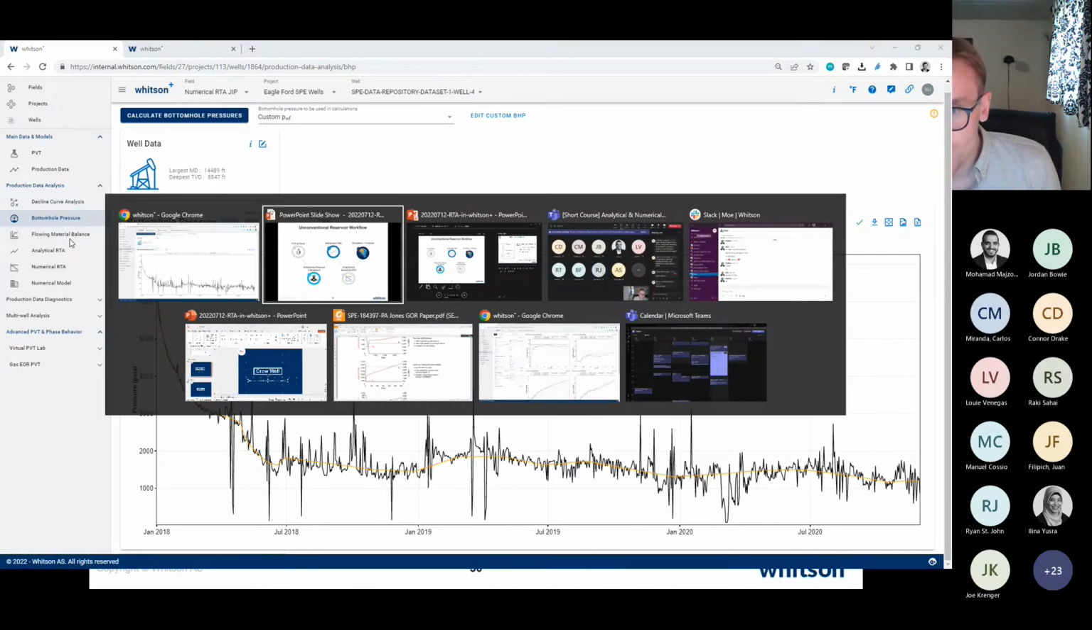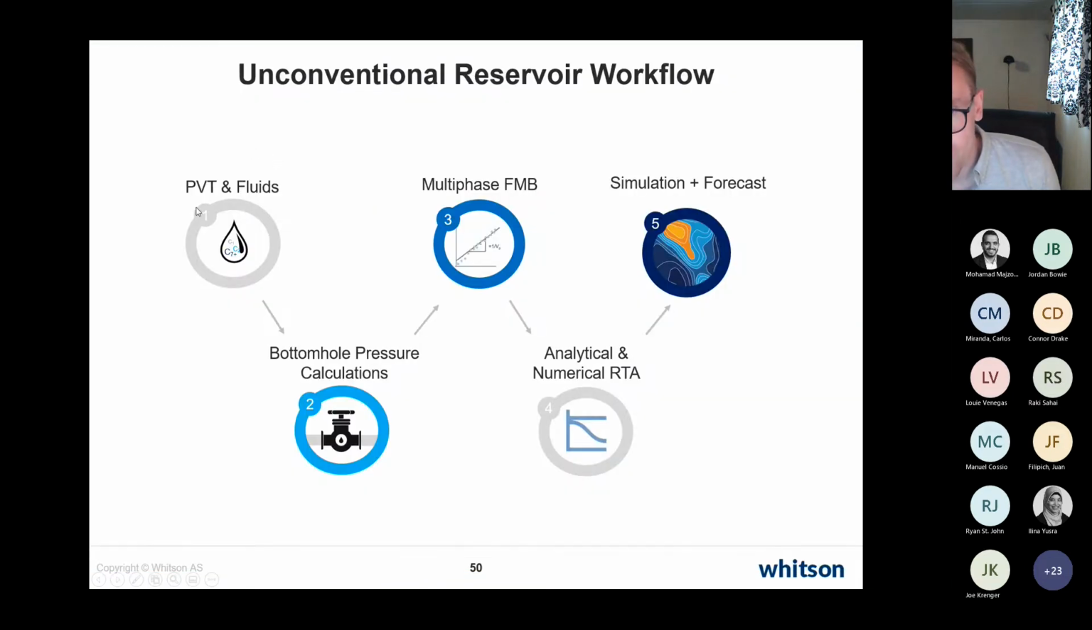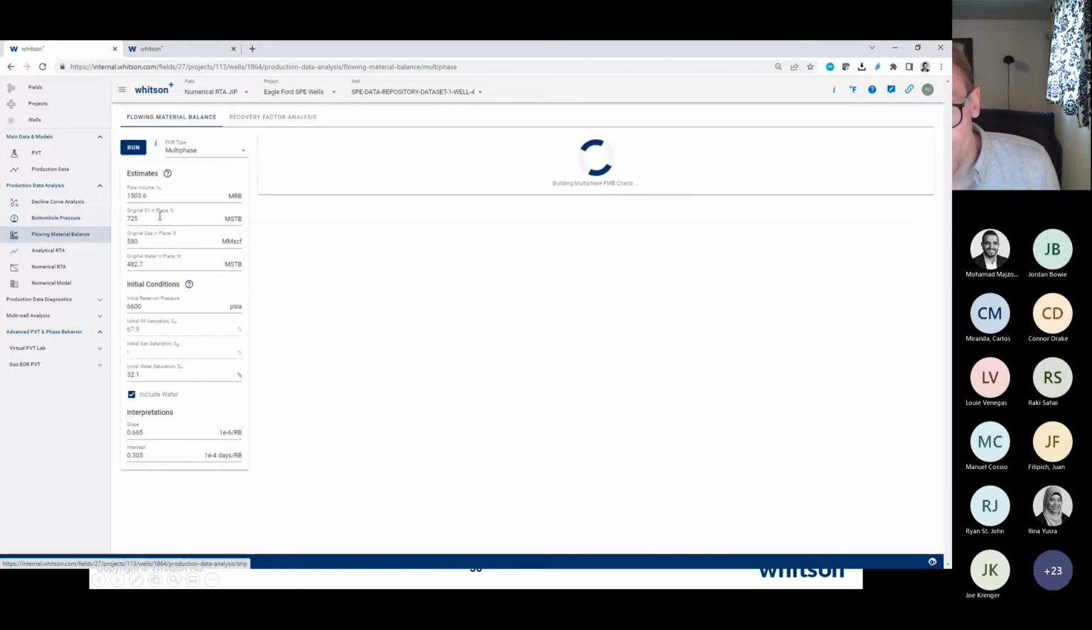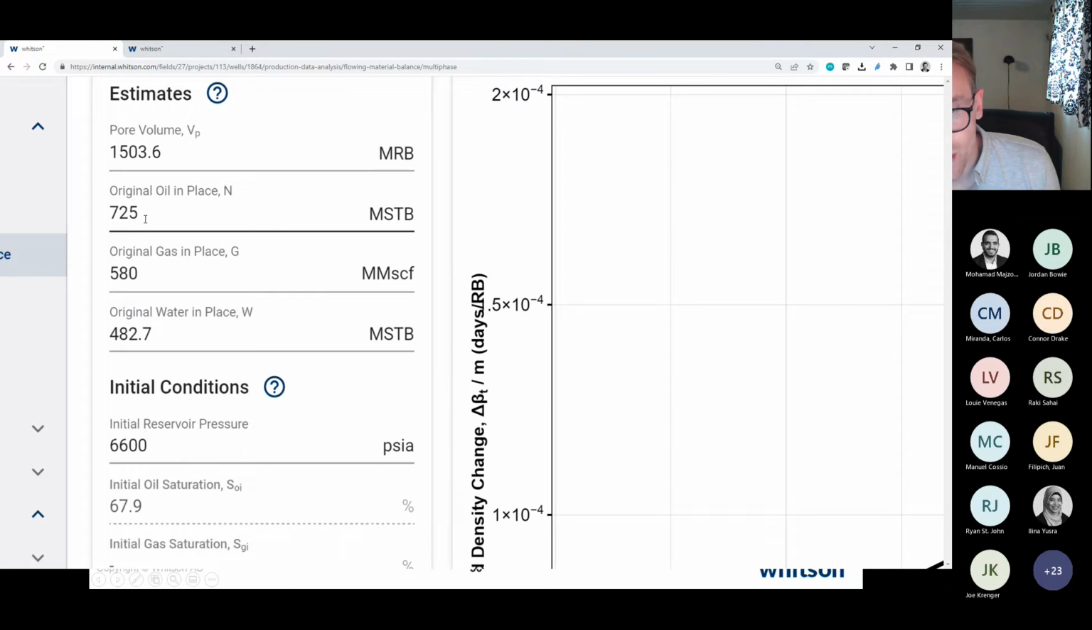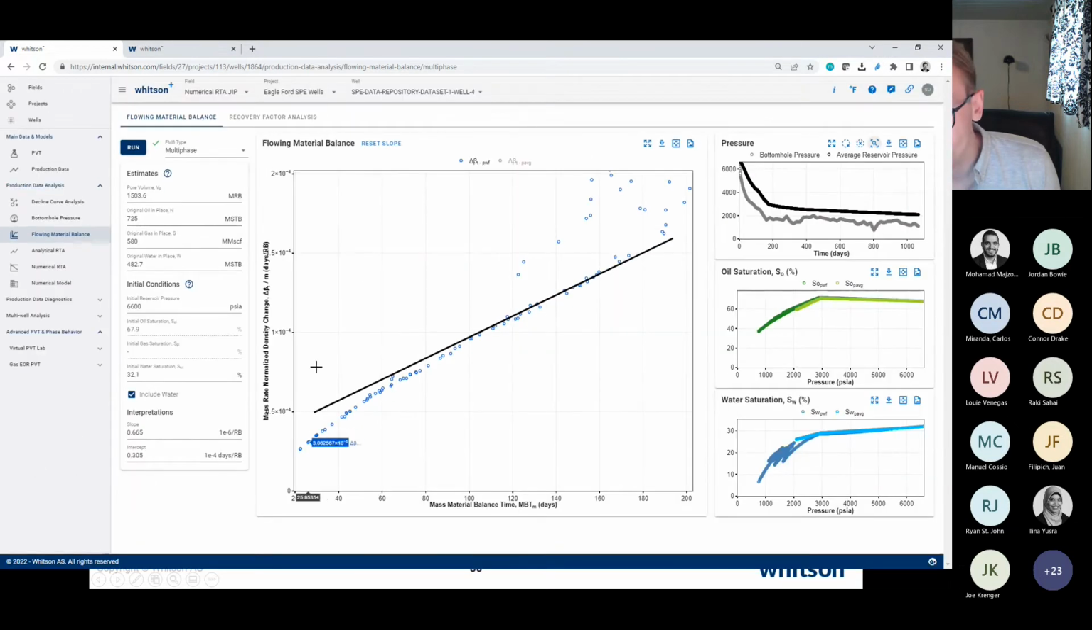The third step is the flowing material balance. That's when I have my PVT and I have my bottom hole pressures. I can then run my flowing material balance. My flowing material balance in this case gave me an oil in place of around 700,000 barrels. That's just the inverse of the slope right here. So when I move the slope and make it less steep, that's a higher oil in place. And if I make it steeper, it becomes a smaller oil in place. It's just an inverse relationship.